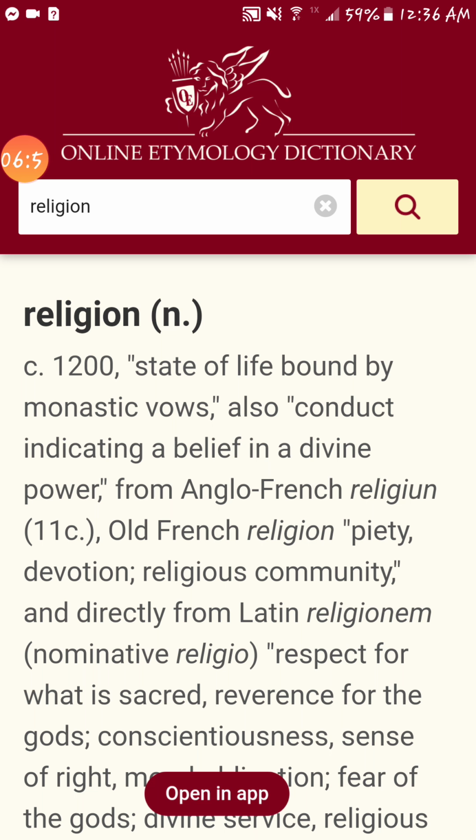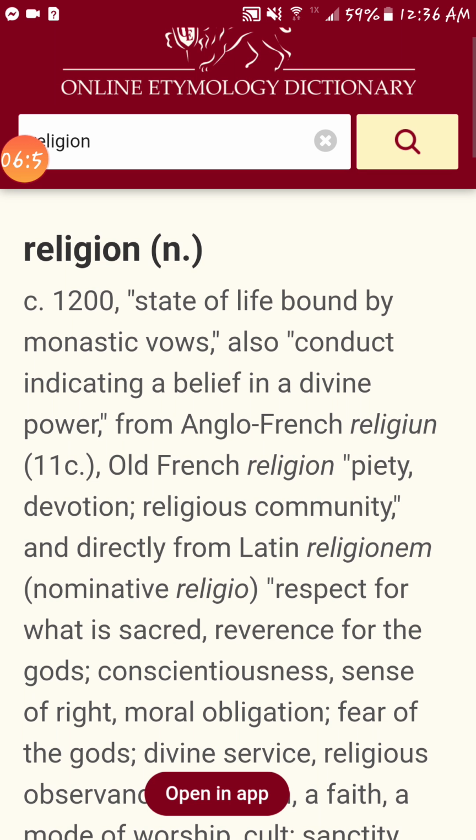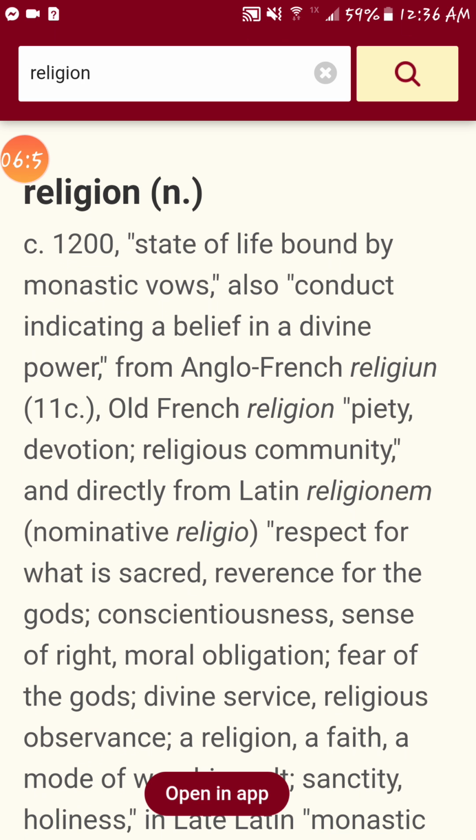So it means a state of life bound by monastic vows. Also, conduct indicating a belief in divine power. Okay, that's how we understand it now. That's the simplest way you can put it, the way we understand it today.